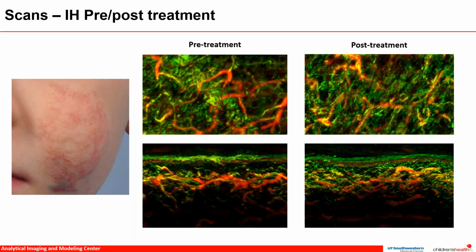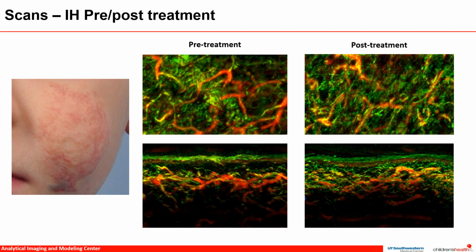Here's that same infantile hemangioma shown before and after receiving laser treatment. There are some changes here that we can see. First, the most superficial layers of the skin in green appear more diffuse, which could be due to a slight change in angle of the scan head. Although this has no effect on the calculations, it's simply a display phenomenon.